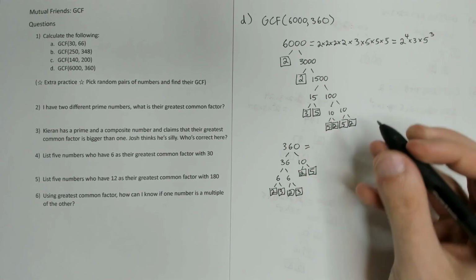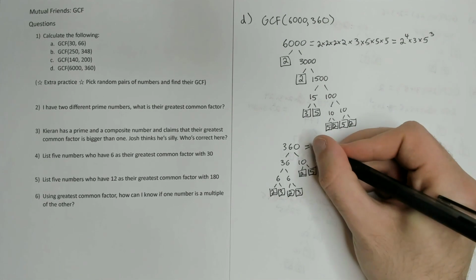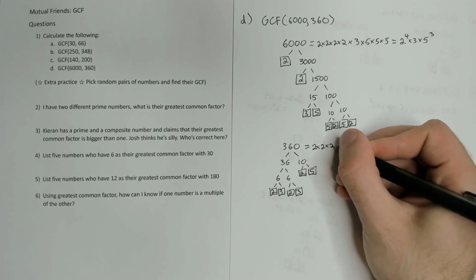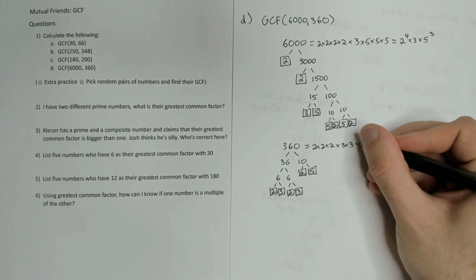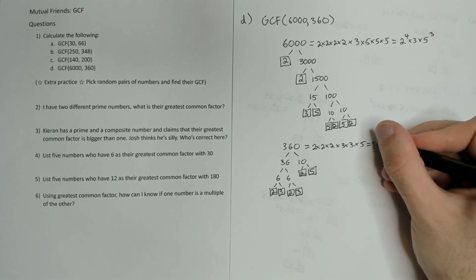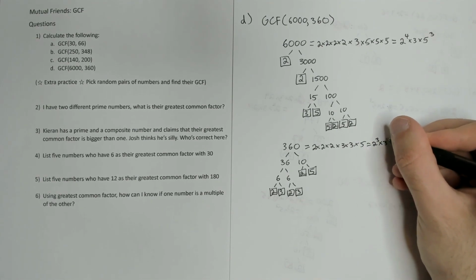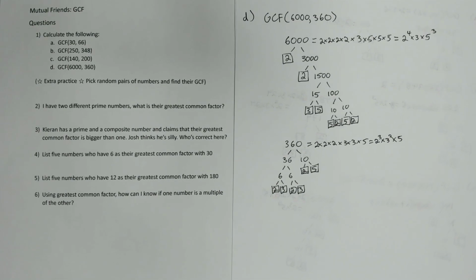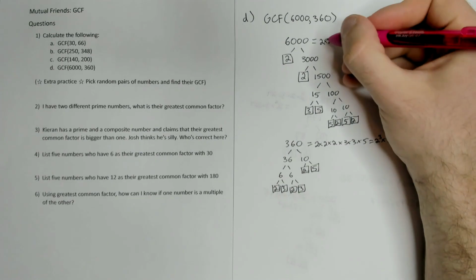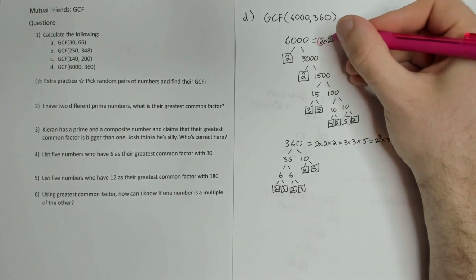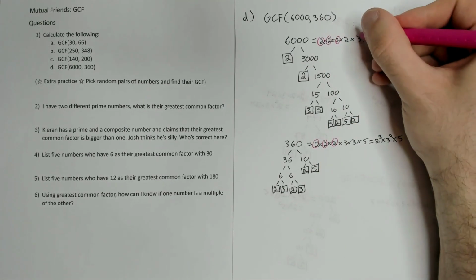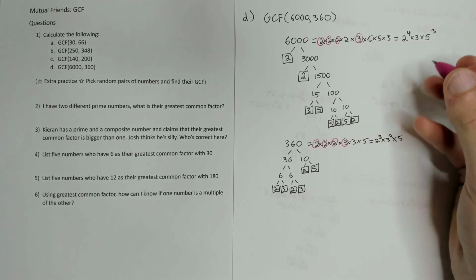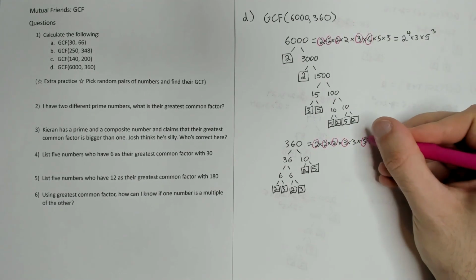All right, awesome. So we get 3 2s, and we get 2 3s, and we get a 5. So our prime factorization is 2 cubed times 3 squared times 5. All right, so now we can go ahead and identify all of the common factors. So we have 3 2s are common in both of them. There's a 3 that's common in both of them. And there's a 5 that's common in both of them.